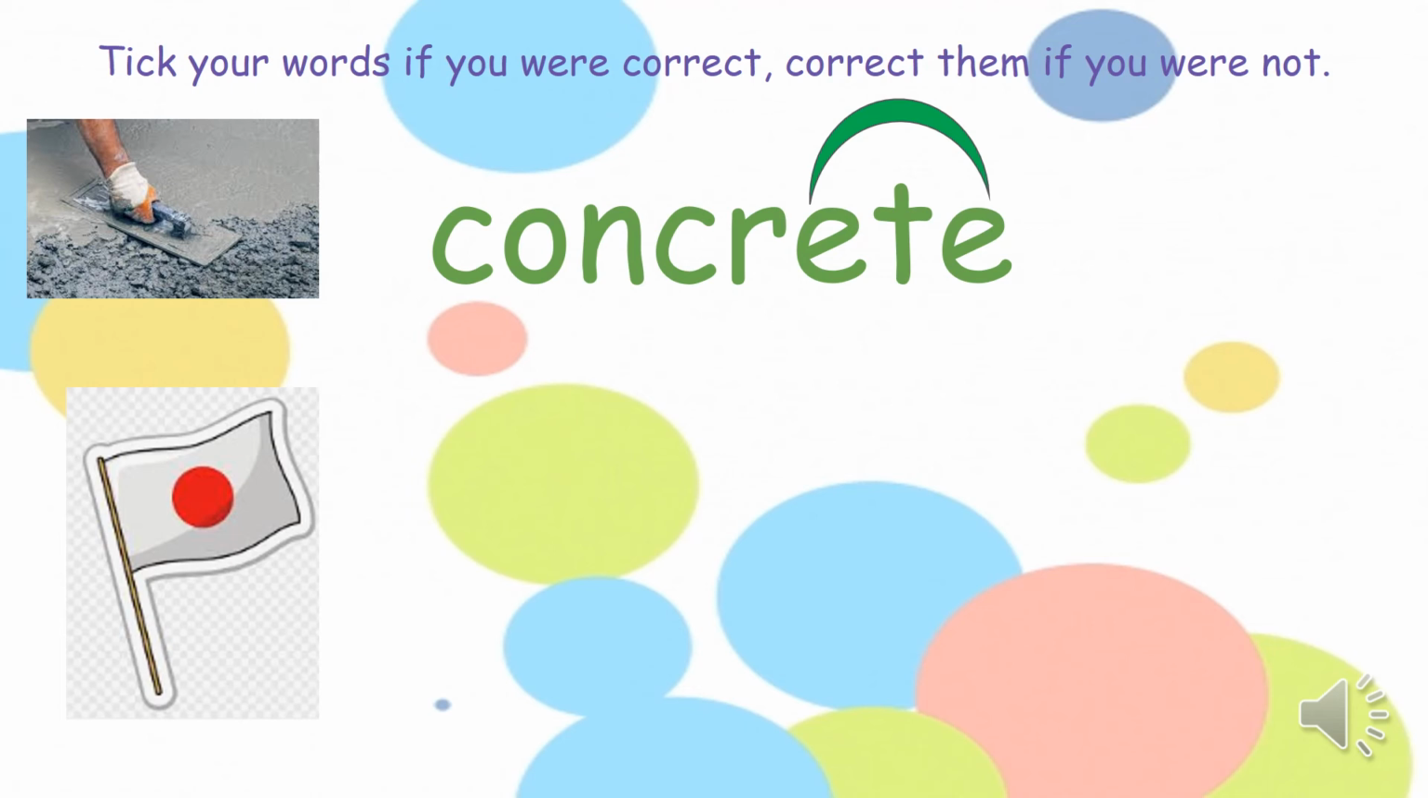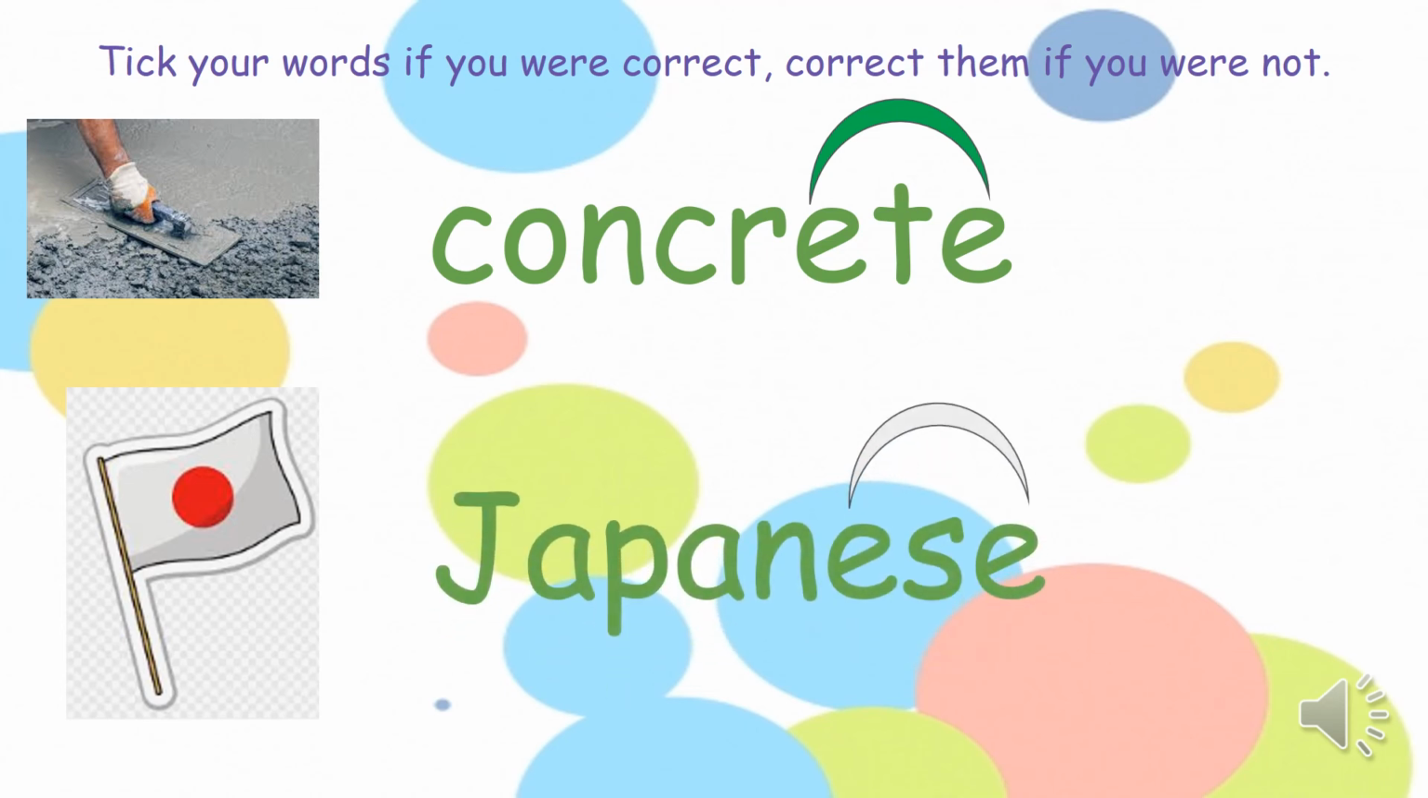Again, we need to write the word Japanese. How many sounds are in the word Japanese? Again, this is a very long word. We have seven sounds in the word Japanese. Put up your seven fingers. Repeat after me. Japanese. Let's pinch our sounds. J, a, p, a, n, e, s. Japanese. There we go. Give yourself a tick if you got that right and correct it if you didn't.